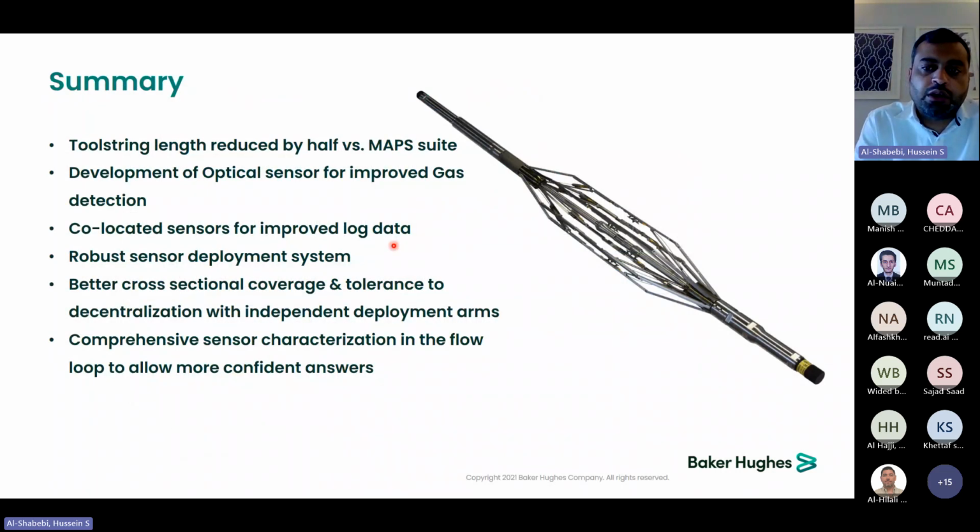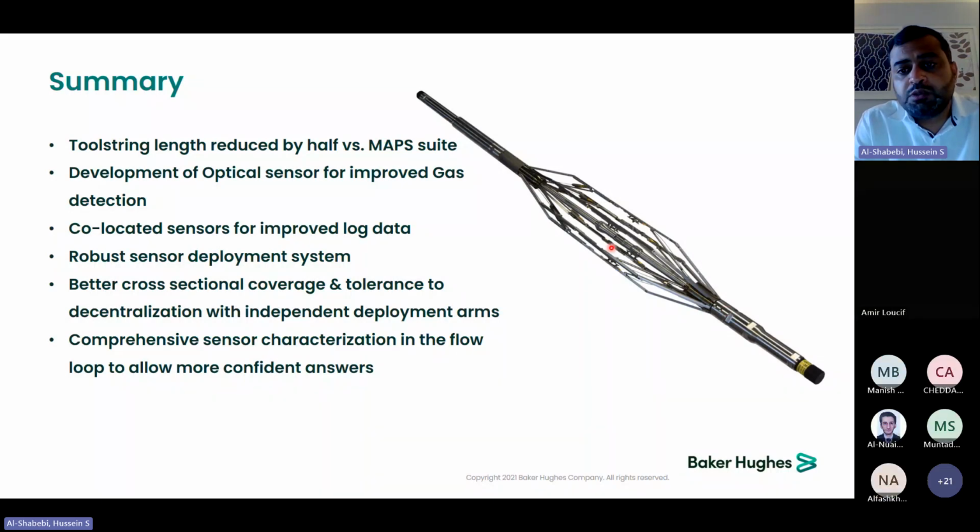In summary, quickly to summarize this one. Basically, the advantage of the PAI over the MAPS is, first, the tool length. We are shortening the tool by 50%. Also, the arms are more robust compared to what we have in MAPS, so they can tolerate decentralization. The sensors now are collocated to overcome the complex flow regime. Also, the coverage of the cross section, we are increasing it to 9-inch compared to 7-inch in MAPS. And all the sensors were heavily characterized in the flow loop.